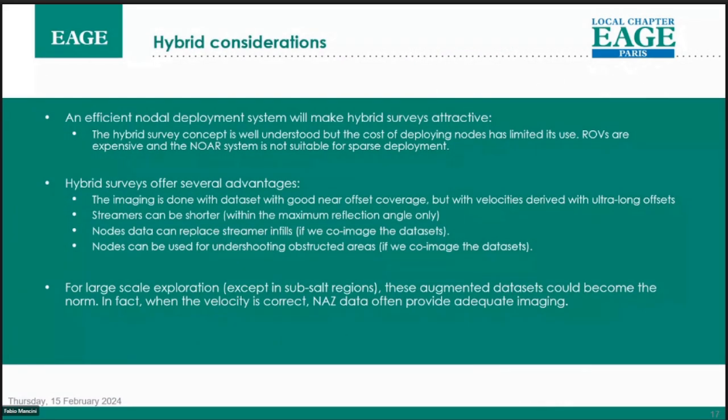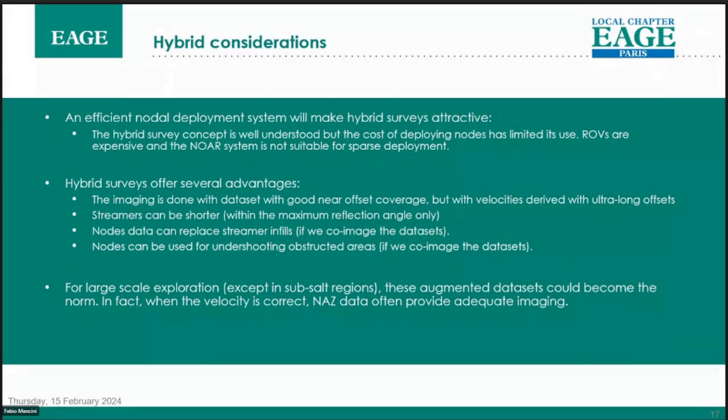What's interesting about the hybrid is that it's only attractive if you have an efficient nodal deployment system. It's a concept that I think from a geophysical point of view is well understood, but its limitation is really the high cost of deploying the nodes. This is because even in shallow water, nodes on a rope are really not suitable for this kind of sparse deployment. And the ROVs, as we know, are quite expensive.